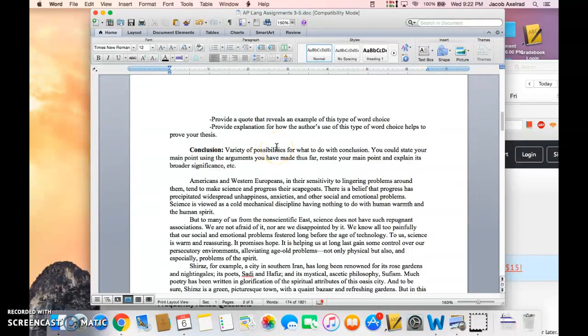You could also make connections between your essay and current events going on in the world right now to sort of draw a broader implication from your essay, as many of you have already been doing in some of your essays.